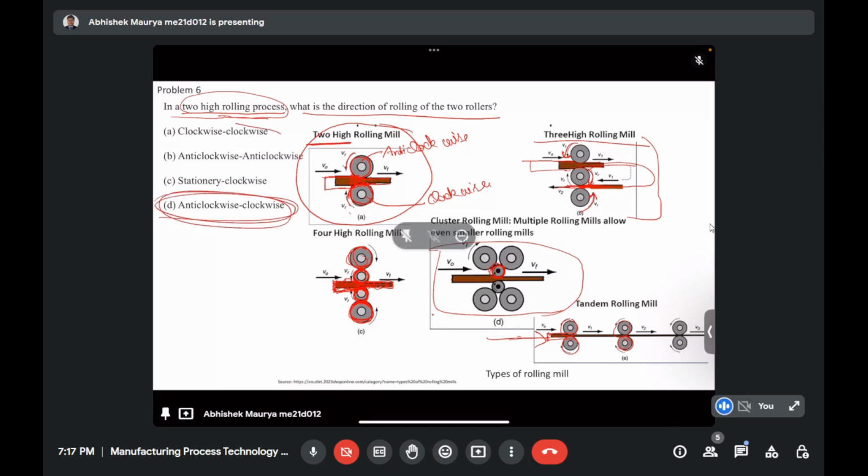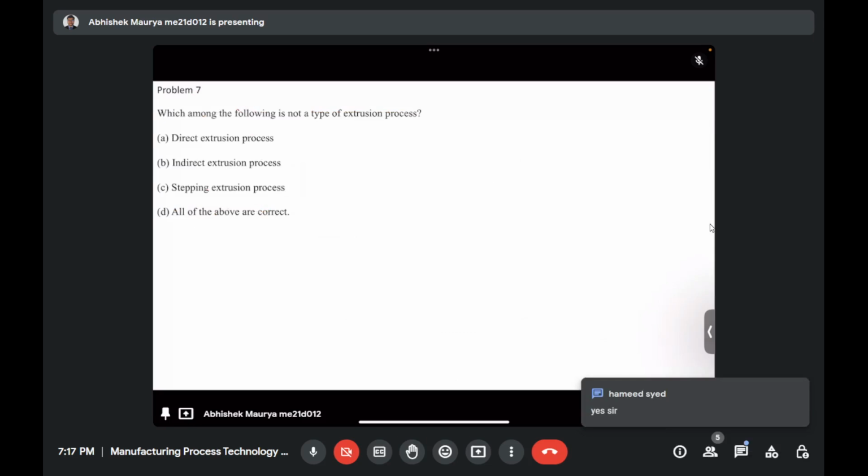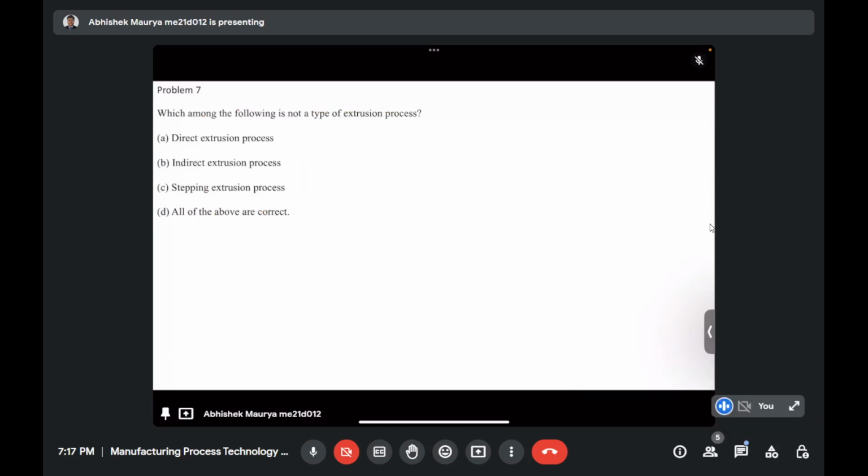Do any of you have any doubt in this problem? Shall I move to the next problem? Okay, so let's move to the next problem. Please give your response in the chat box. After that, we will discuss it together.